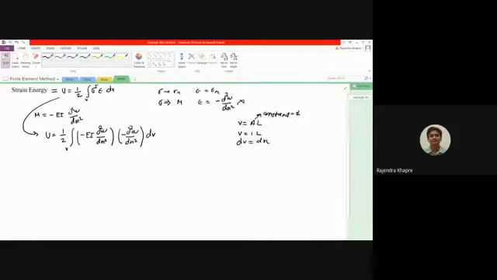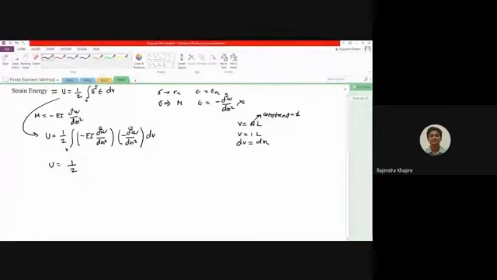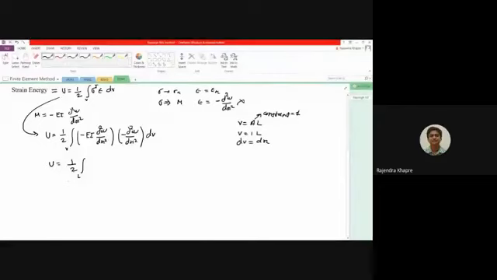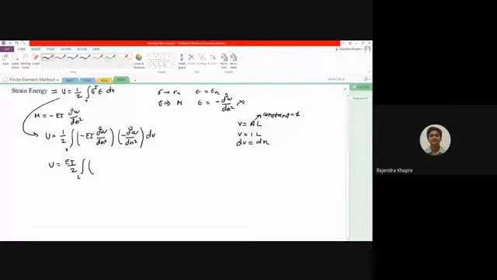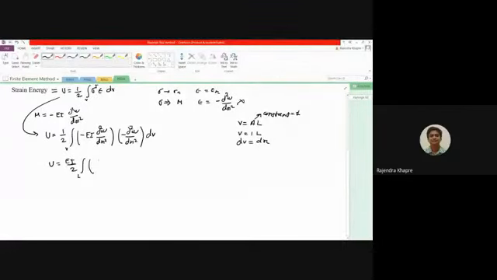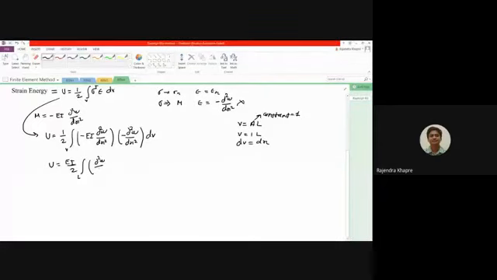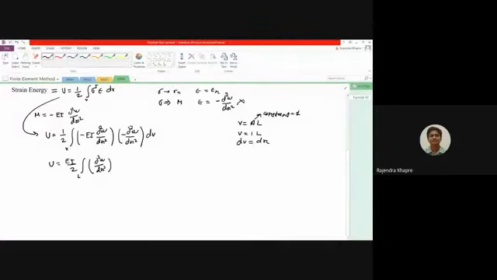With this you can rewrite the expression for the strain energy as half, integrated over the length, and EI will of course come out. Let me write down EI outside because EI is constant. So this will be EI divided by 2, d square W by dx square, whole square, dx. This particular expression will be used for the calculation of strain energy whenever you are dealing with beam problems.